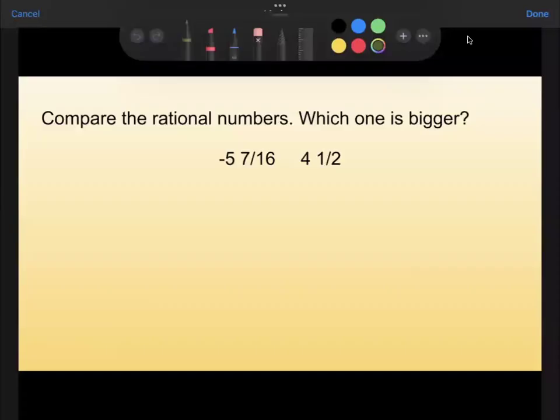Okay, here's our next one, comparing the rational numbers -5 and 7/16 to 4 and 1/2. So let me go ahead and rewrite those. -5 and 7/16 compared to 4 and 1/2. Okay, so now this one brings up an interesting point when you're comparing two numbers, either rational numbers or integers, that have different signs. Now, if you're not sure and you want to hear me talk more about that, I do have a previous video where I talk about comparing integers, and we talk about this as well.